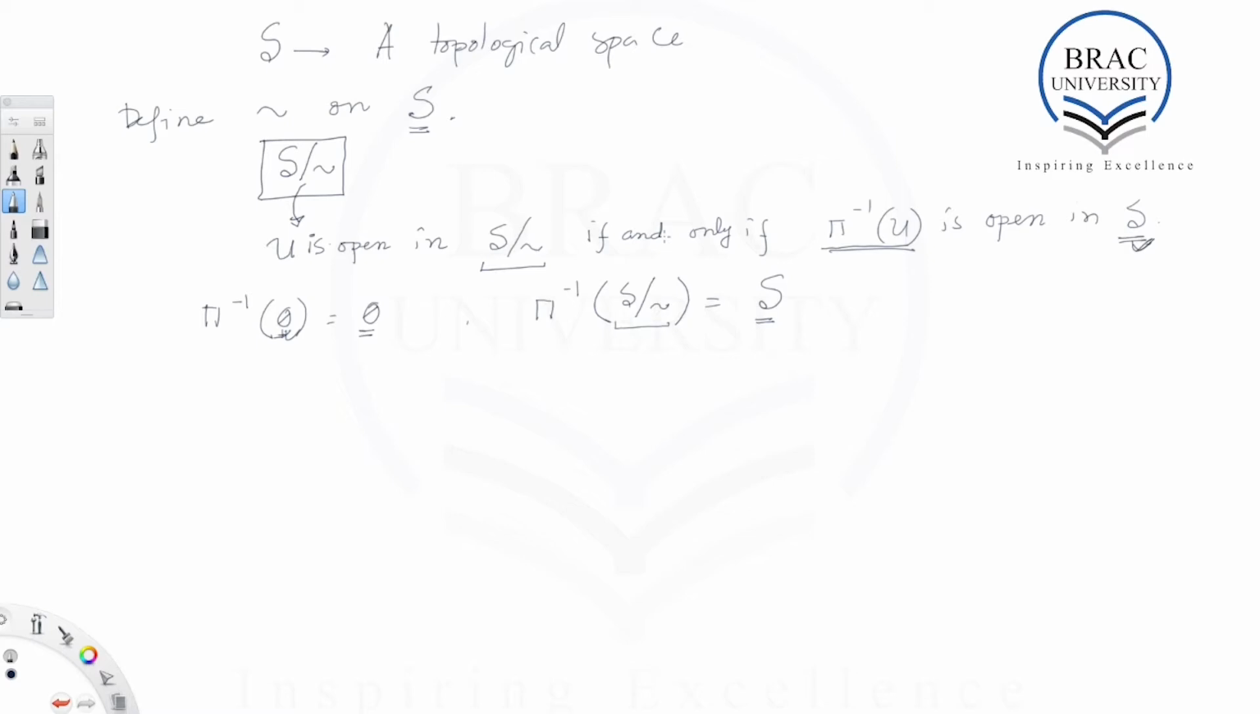Now let's assume an arbitrary collection of open sets in S quotiented out by twiddle. So the point is that the inverse image of each of these sets is open in S.